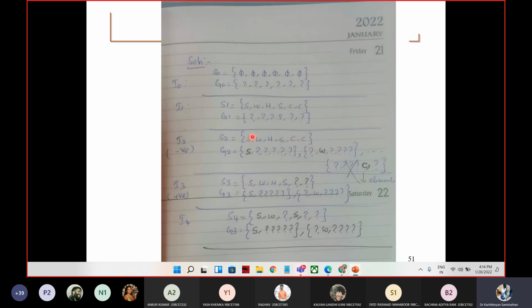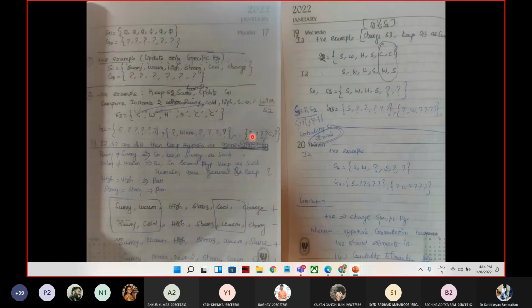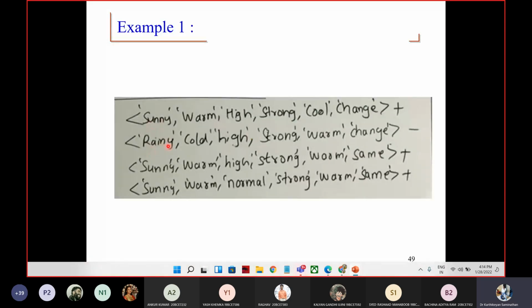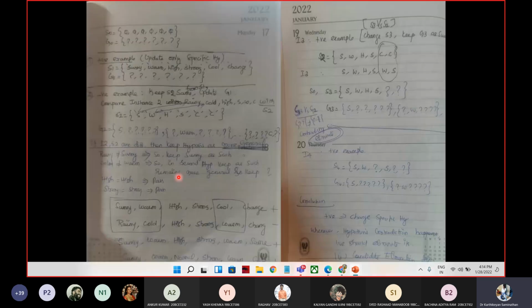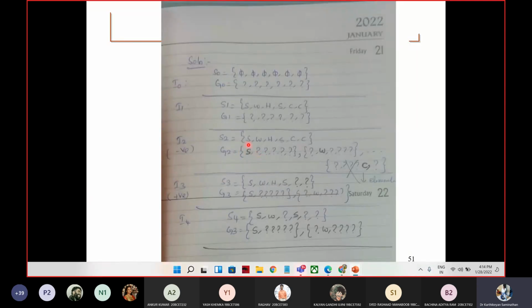Now I need to compare S2 with this one. So rainy versus sunny: both are a mismatch, contradictory. So I need to make my individual pair of specific hypothesis a general one. So this sunny becomes my general. In the place of sunny, I'm keeping sunny. S2 versus rainy is a mismatch, so I need to make my specific hypothesis a general one. So sunny will become the first hypothesis: sunny, comma, and the remaining is a question mark. I don't know about the other attributes.